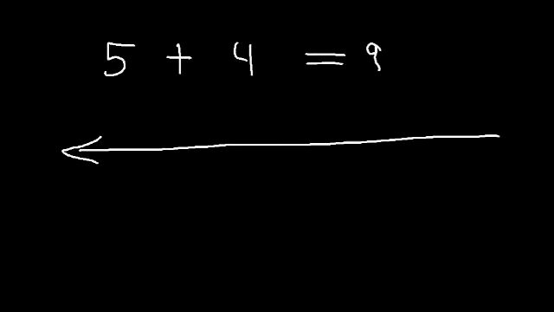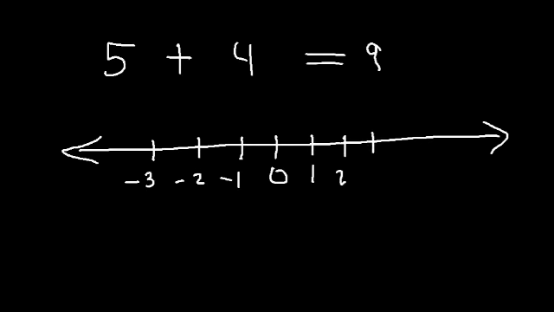So let's start with some basic addition problems. If you want to add 5 plus 4, what is the answer? Now for those of you who know, you know it's 9. But let's say if you don't know the answer to that problem. What you could do is imagine a number line. Over here you have 0, on the left side -1, -2, -3, and so forth. On the right, you have 1, 2, 3, 4, and 5.